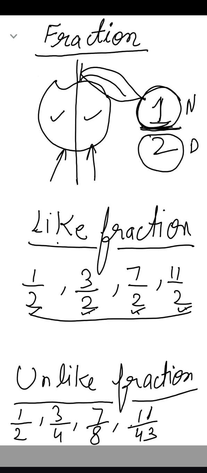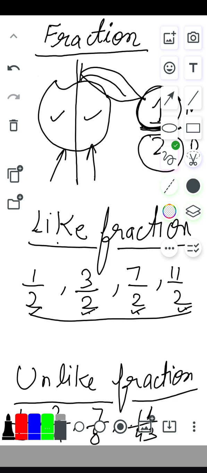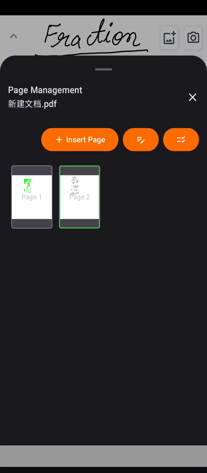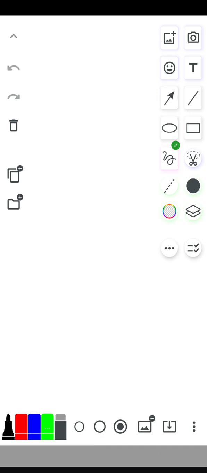Now the next is, when we have like fractions and unlike fractions, we need to learn how to define the mixed form of fraction, improper fraction and proper fraction. So now I will tell you about that also. What is a mixed form of fraction? Okay. So now we start. What is a mixed form of fraction? I give you one example.